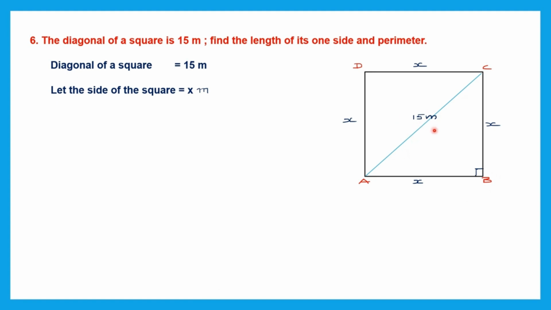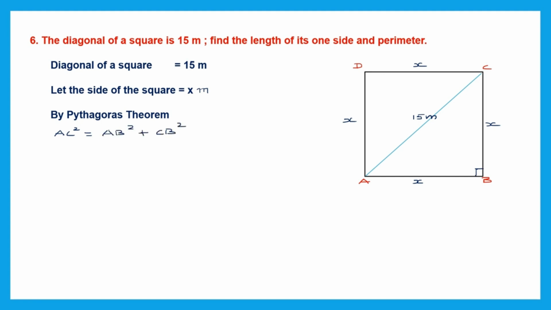We have the measurement of that given to us. Now we can use Pythagoras theorem and find the value of the sides. So let's do that. By Pythagoras theorem, what does it say? It says that the hypotenuse square is equal to the sum of the squares of the other two sides, that is AB square plus CB square or BC square.